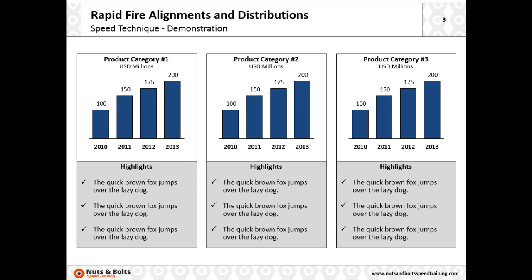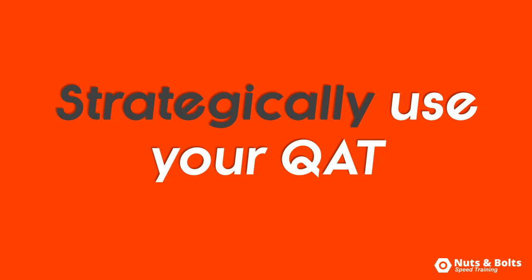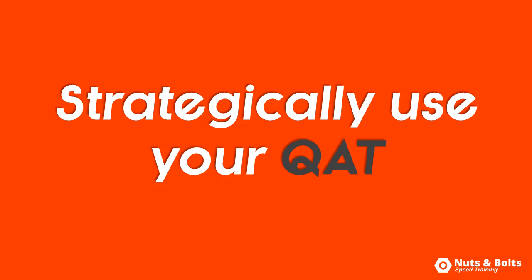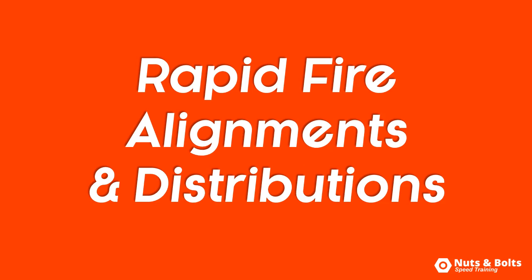Now, neither one of these layouts is right or wrong, it just depends on what you're trying to pull off. So that's how you can strategically use your QAT to pull off rapid fire alignments and distributions.